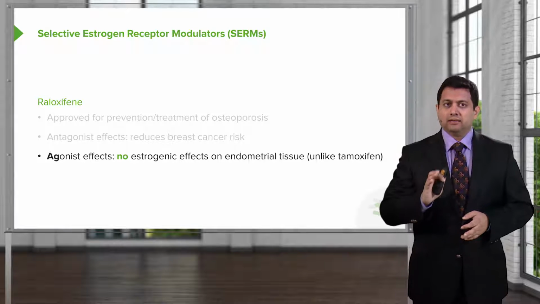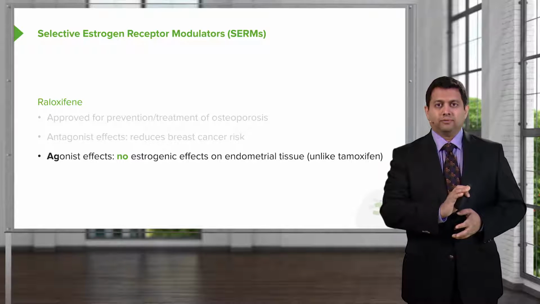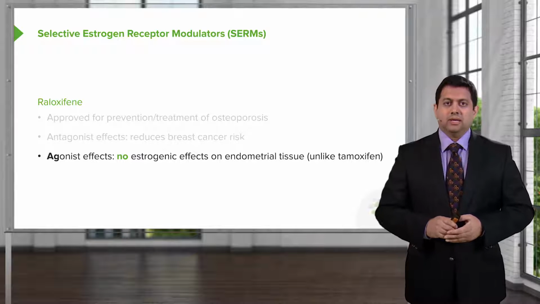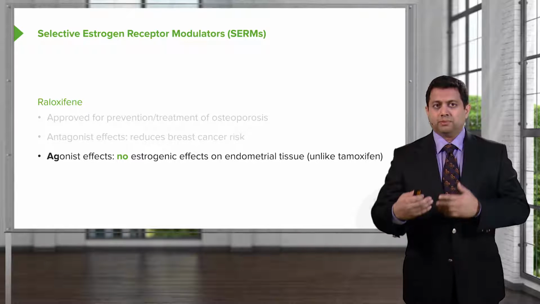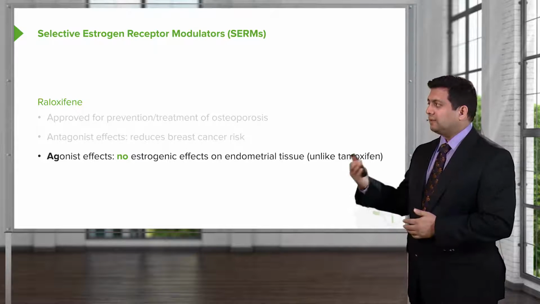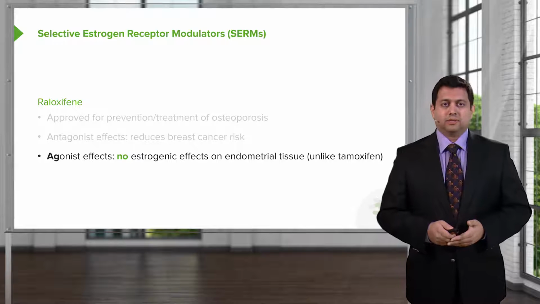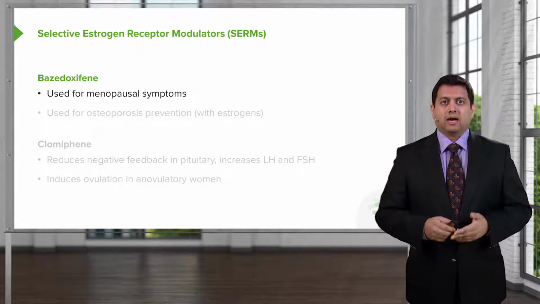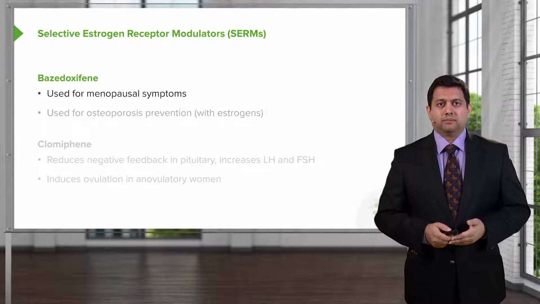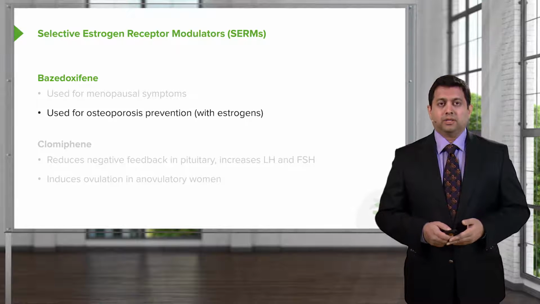Now, the big issue here is that because it's working peripherally but not on endometrial tissue, this is why we find that it's a particularly useful drug for treating diseases like osteoporosis. Other agents are used for menopausal symptoms as well and osteoporosis prevention alongside of estrogens.